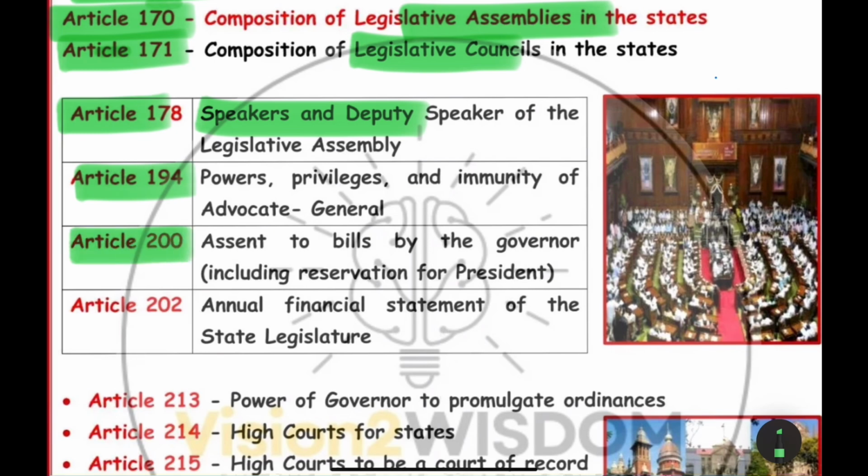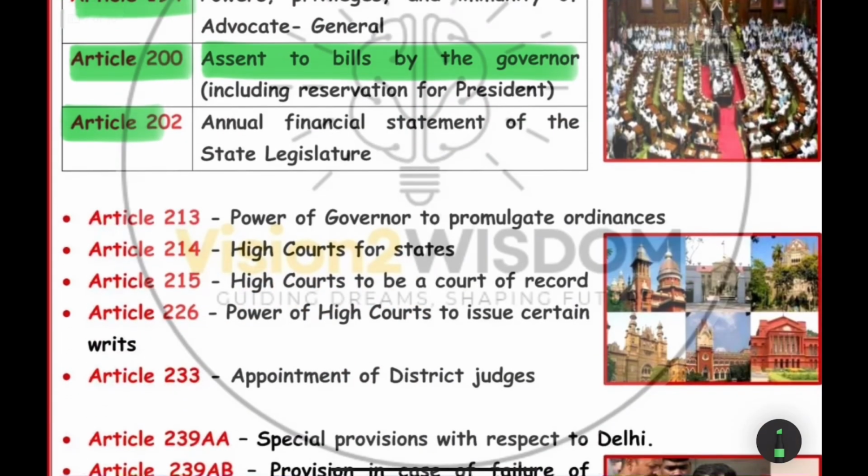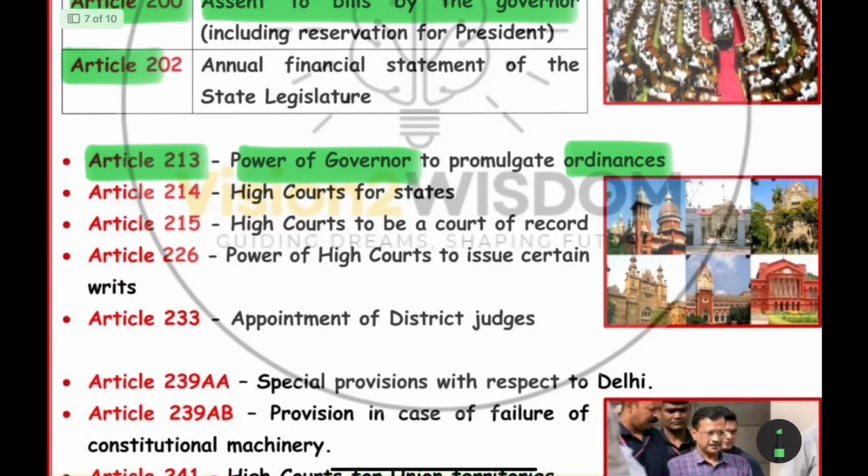Then Article 200 is assent to bills by the governor. Then Article 202 is the annual financial statement of the state legislature. Then Article 213 is the power of the governor related to ordinances. The ordinance power of the governor is Article 213, and the ordinance power of the President is Article 123. Don't forget this.